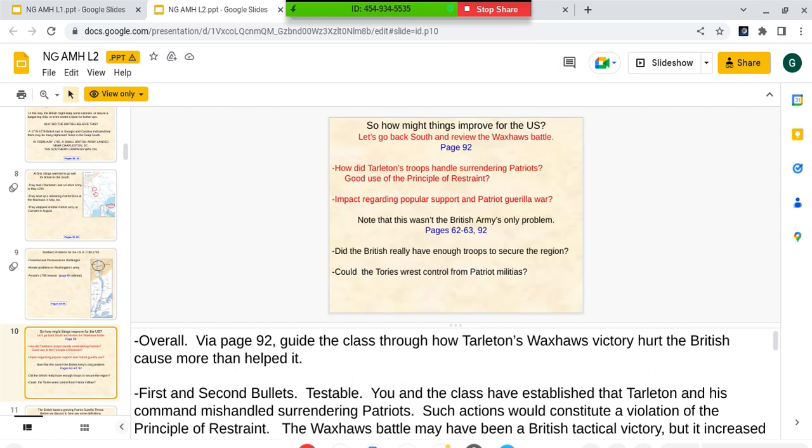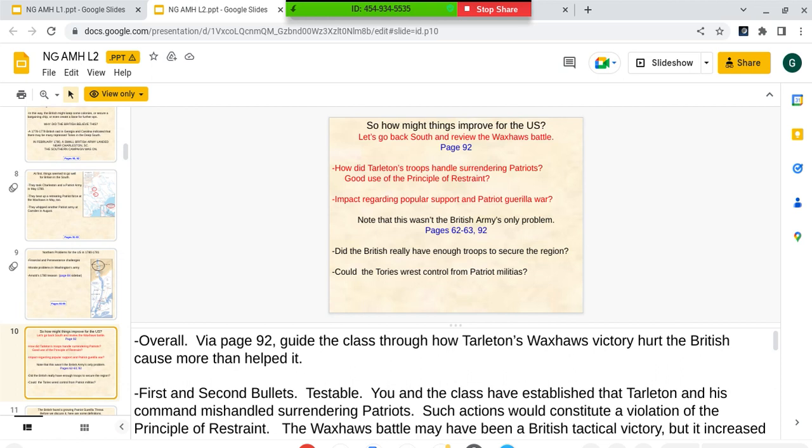Next, the British start moving towards the south. They talk about the Waxhaws battle. Tarleton's troops came across some surrendering Patriots, and they asked, was this a good use of the principle of restraint? No, it was not. It was a terrible use of the principle of restraint. Tarleton caught a bunch of Patriots in a southern invasion when they're trying to take the southern colonies, and they all surrendered, but Tarleton had his people just kill them all anyway, even though they surrendered.